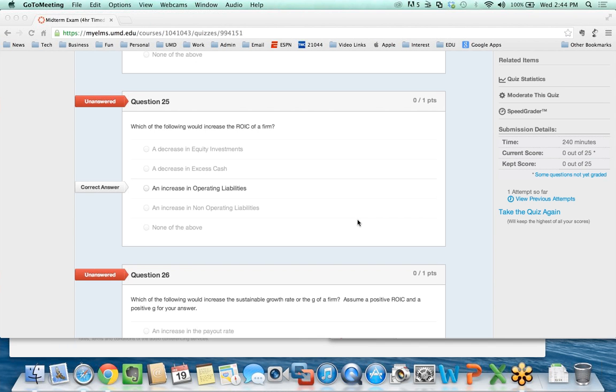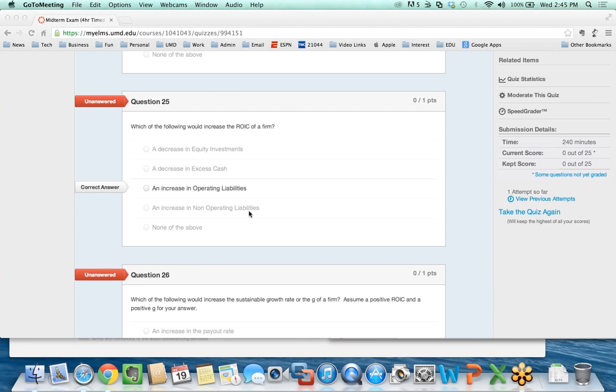Question 25. Which of the following would increase the ROIC of a firm? ROIC is NOPLAT divided by invested capital. So in this case, a decrease of equity investments, a decrease in excess cash, as well as an increase in non-operating liabilities, all of those are non-operating items. None of those affect the invested capital of the firm, and none of those would impact the ROIC. So really, this became a true-false question.